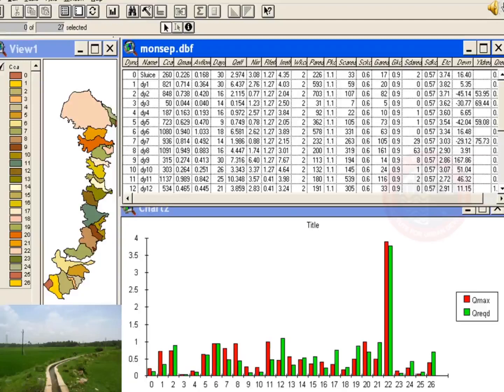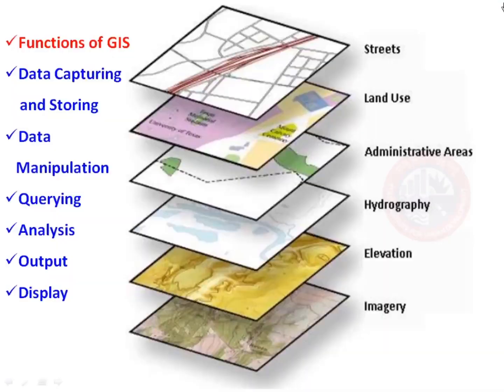Now look at this slide. GIS can easily accommodate data, map, graph, photo, legends, video, and so on together. Hence, GIS makes it very easy to understand the situation with minimum time. Functions of GIS: data capturing and storing, data manipulation, querying, analysis, output, display. Also, GIS data can be stored as layers such as street maps, land use maps, administrative areas, hydrography, elevation models, imagery, etc.